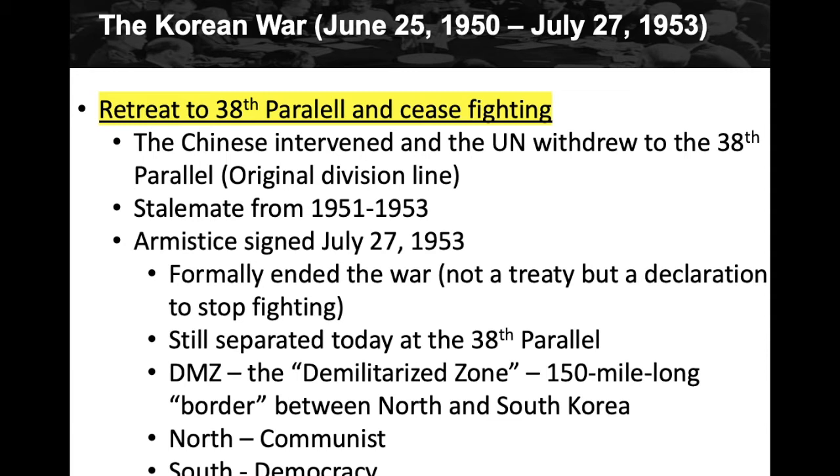That 38th parallel now is called the DMZ, which means the Demilitarized Zone, which is a 150-mile long border between North and South Korea. So if you go there today, in the South, on the DMZ, you will have South Korean Army troops and you will have United States Army troops, because we have a base over in South Korea. And we have U.S. soldiers today on the DMZ with our guns pointed towards North Korea. And then North Korea on the other side of the DMZ have their guns pointed towards South Korea. The North is communist and the South is a democracy.